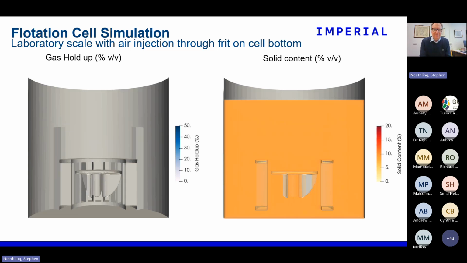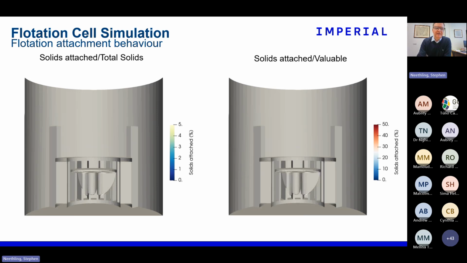We have done comparisons to things like PEPT, etc., which I'll be mentioning later, but I'm not going to go into a lot of the validation, but it does produce reasonably good results for what's actually happening in one of these cells. And as I said, we also do the attachment and detachment processes. So these are just showing, in two different ways, how many particles are actually attached to bubbles. The left-hand one is effectively a grade, and the right-hand one is a local recovery type measurement.